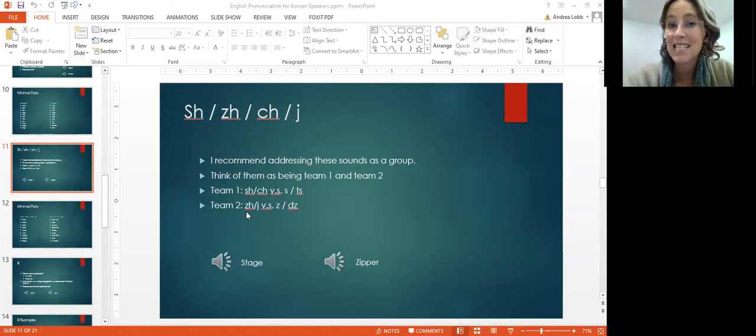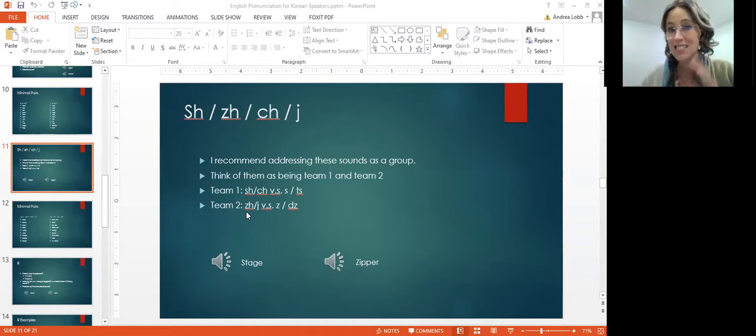Z. When I do the Z sound, my tongue is up against the backs of my teeth again. So S and Z are on the same team. Sh, ch, j are kind of the same team. You have to move that tongue back and round your lips a bit.